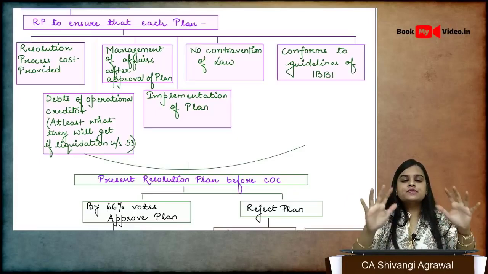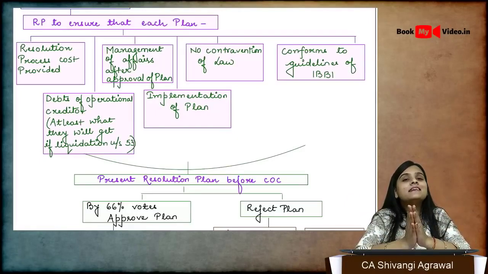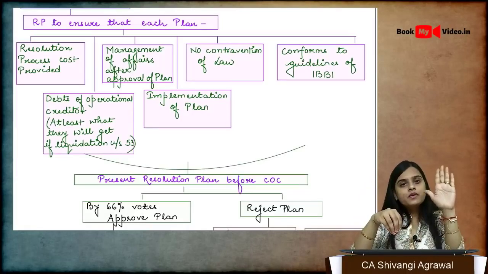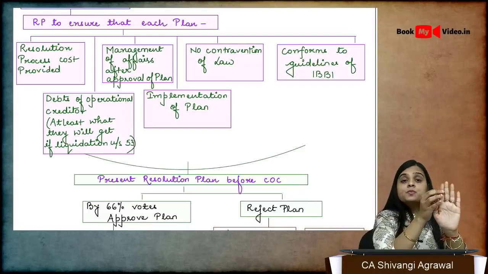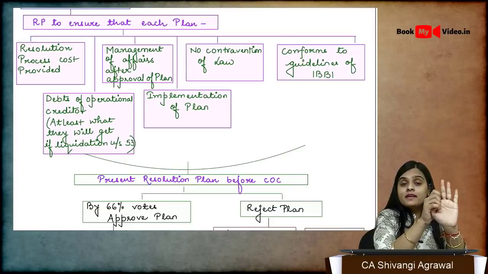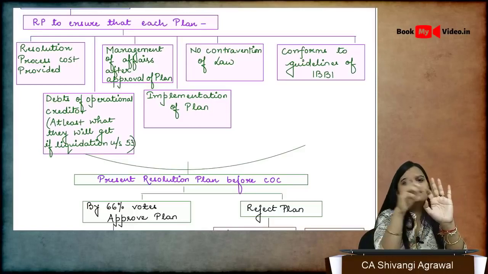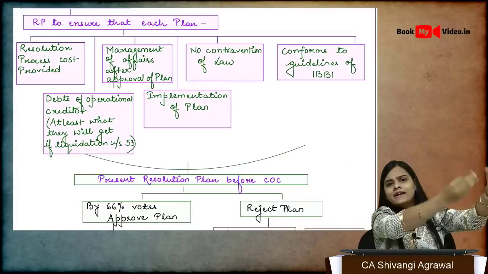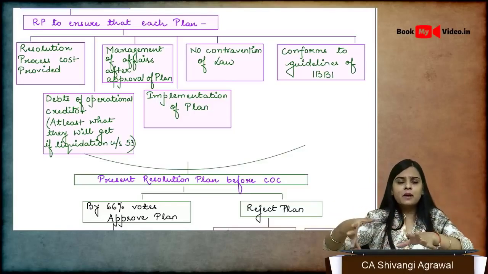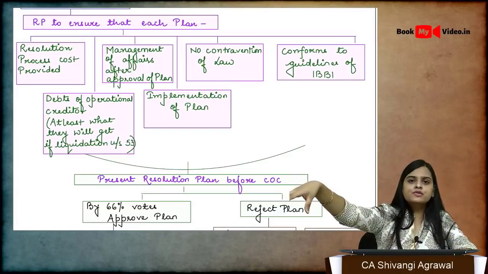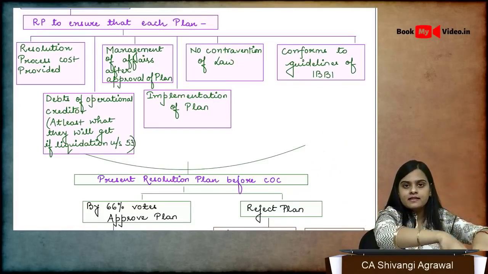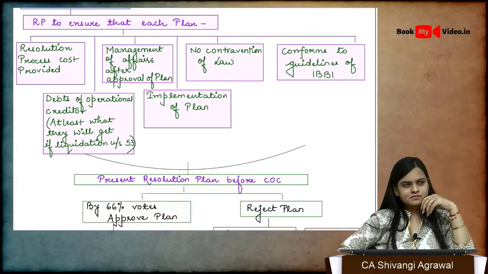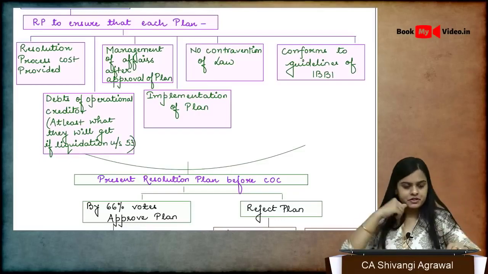So what the code, what IBC tells us is that it is mandatory, it is necessary that whatever resolution plan is being presented, it should provide for the debts of operational creditors at least to the amount that they would get if the company goes into liquidation. So today, if we wind up the company, sell all the assets and pay off the liabilities, what will they get? At least they will get 4 crores. So at least 4 crores should be there in that resolution plan, so that there is no injustice to operational creditors also.